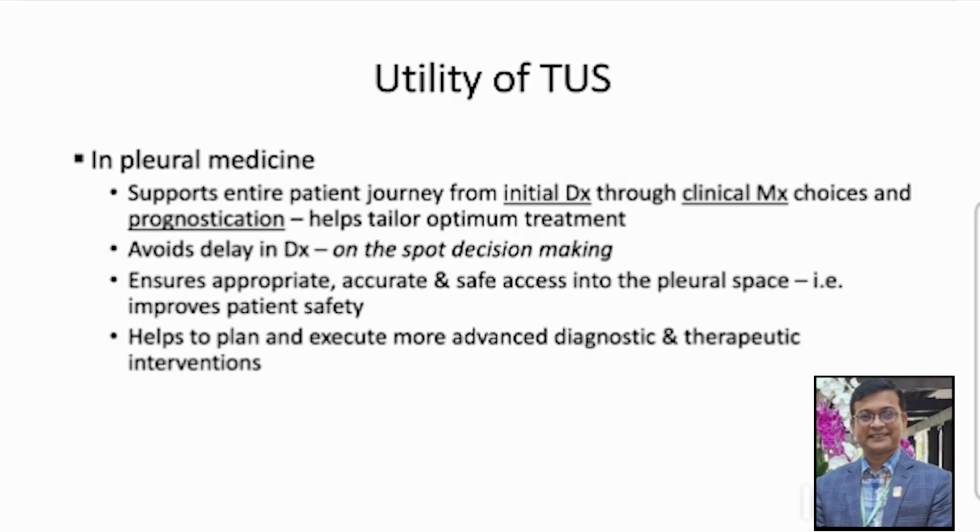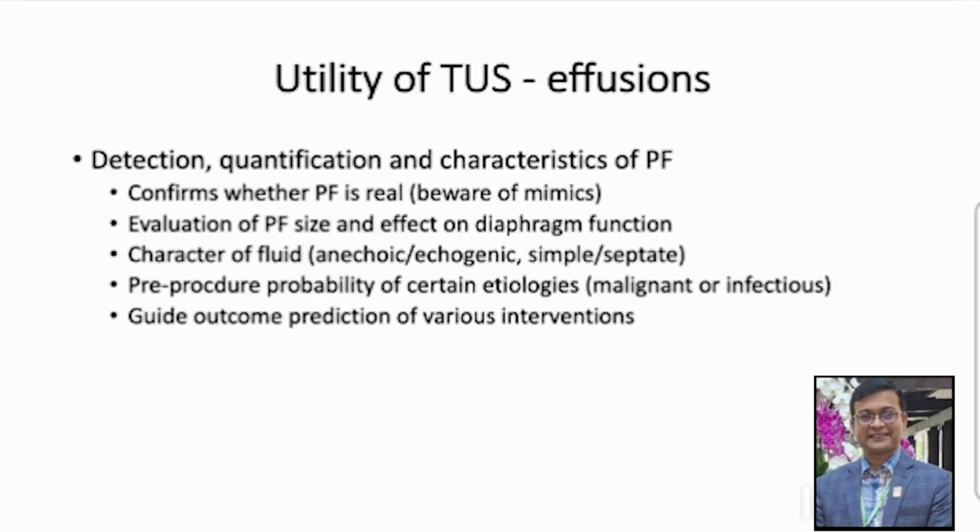By doing thoracic ultrasonography, especially in effusion cases, we can detect, quantify, and characterize the pleural fluid. First of all, we can confirm whether the pleural fluid is real, that is, it is not a pleural fluid mimic. We can evaluate the size of the effusion and the diaphragmatic function. The character of the pleural fluid can be determined, whether it is anechoic or echogenic, whether it is a simple or septate effusion. Pre-procedural probability of the suspected underlying pathologies, whether it is a malignant effusion or infectious etiology. It also guides outcome prediction of various interventions.